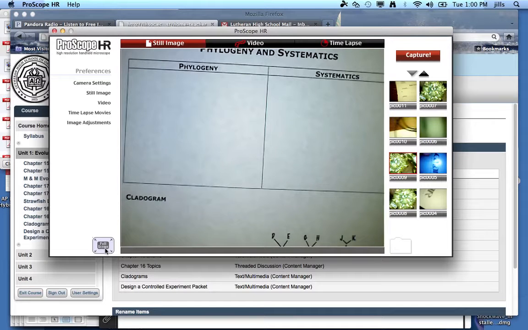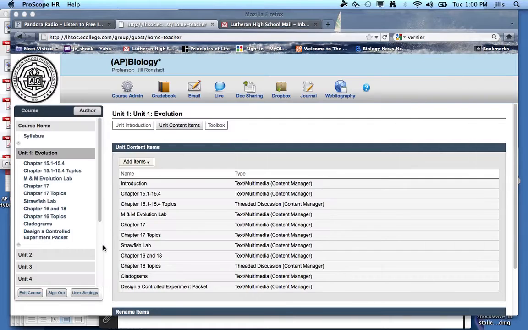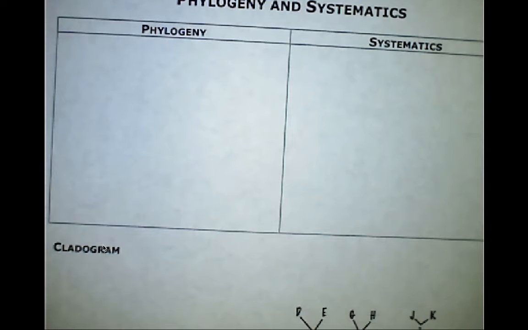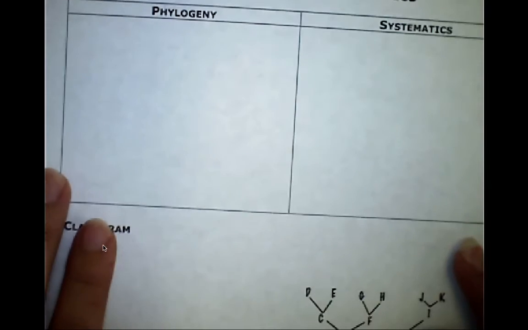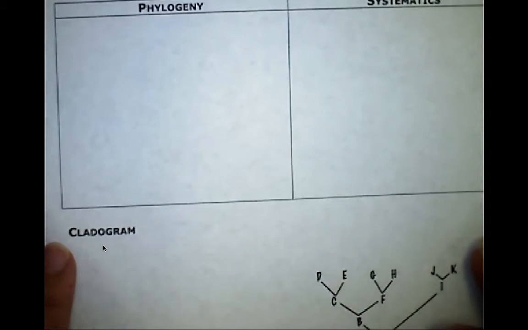Okay, so in this video, or this chapter, we're going to be looking at what we call phylogeny and systematics. It's really looking at how these evolutionary relationships work, and we're going to make some diagrams to demonstrate or graph the evolutionary relationships.